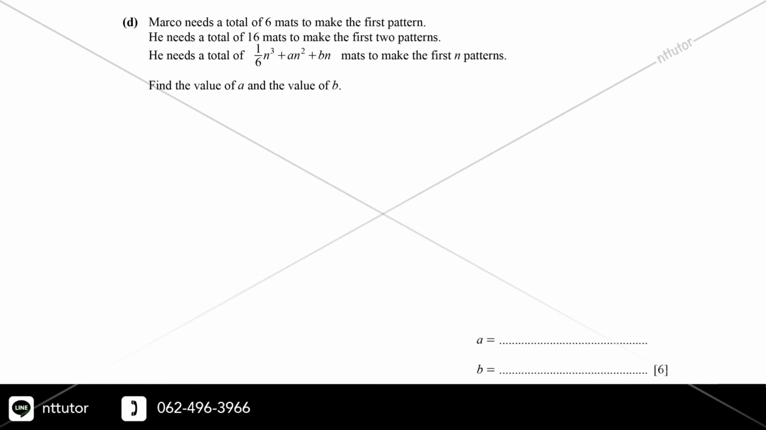D. Marco needs a total of 6 mats to make the first pattern. He needs a total of 16 mats to make the first 2 patterns. He needs a total of 1/6 n^3 plus an^2 plus bn mats to make the first n patterns. Find the value of a and the value of b.